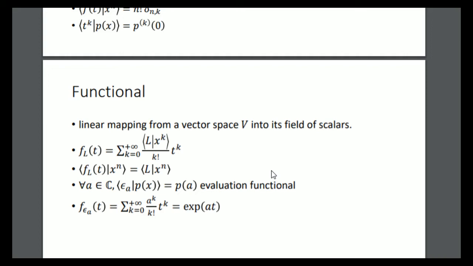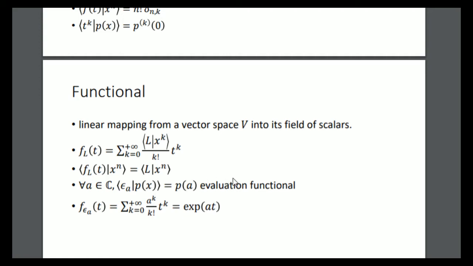Now, we can build some specific functional, like the epsilon a, for a complex coefficient a, which is called the evaluation functional, and it's defined as the bracket of epsilon a with the polynomial p of x is just p of x evaluated in a.